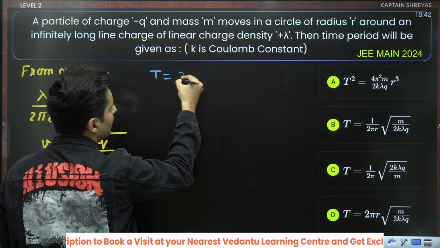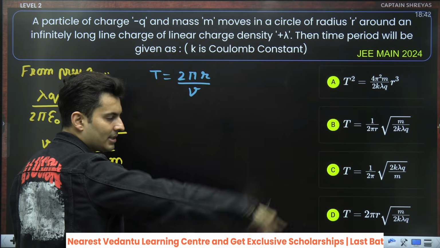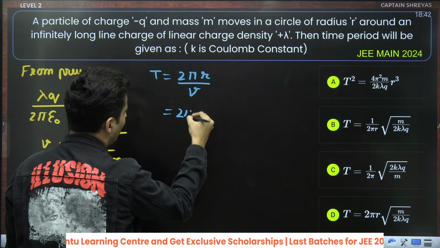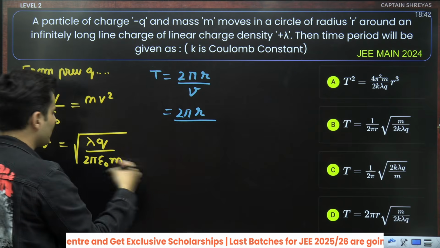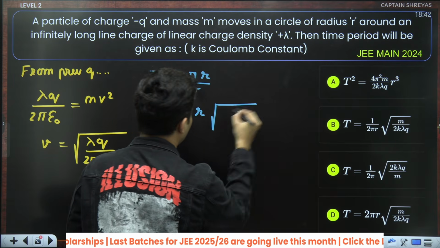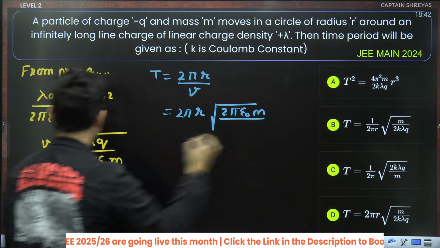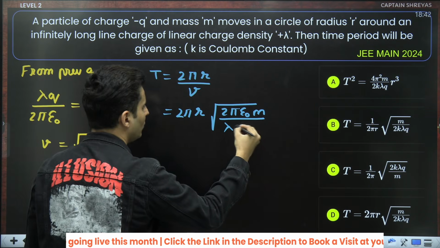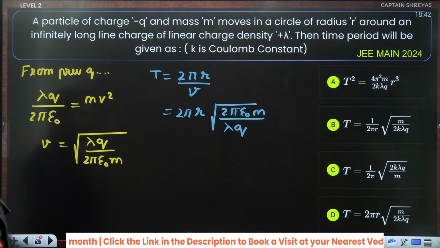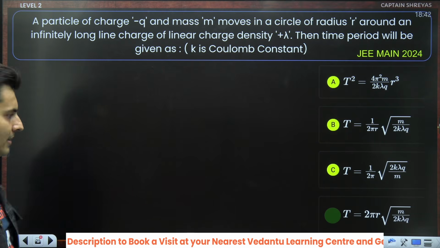Time period is nothing but circumference by speed. Circumference, distance by speed. So it will be 2 pi r divided by the speed, which is over here, but it is reciprocal. So whatever is there below will go on the top. So 2 pi epsilon m will go on the top, and lambda q will be there below. So that's it. That is the answer. So 2 pi r on the top and everything else as it is over here.